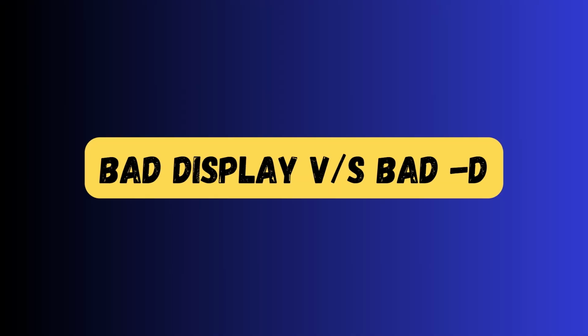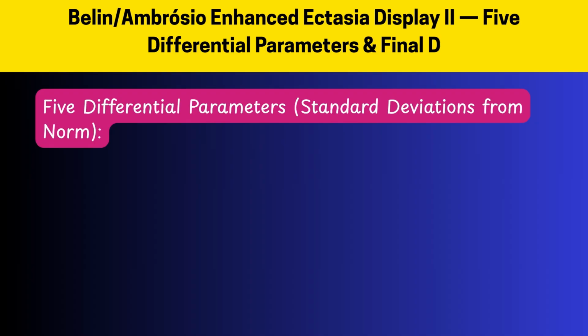Next, moving on, we have an advanced index called the BAD D score. So we all know what a BAD display is. BAD is nothing but the Belin Ambrósio display. But BAD D has an additional D, and D here stands for Deviation Score. The Belin Ambrósio Enhanced Display with the D reports 5 key parameters, each showing how far a measurement deviates from the normative database or from the normal data.